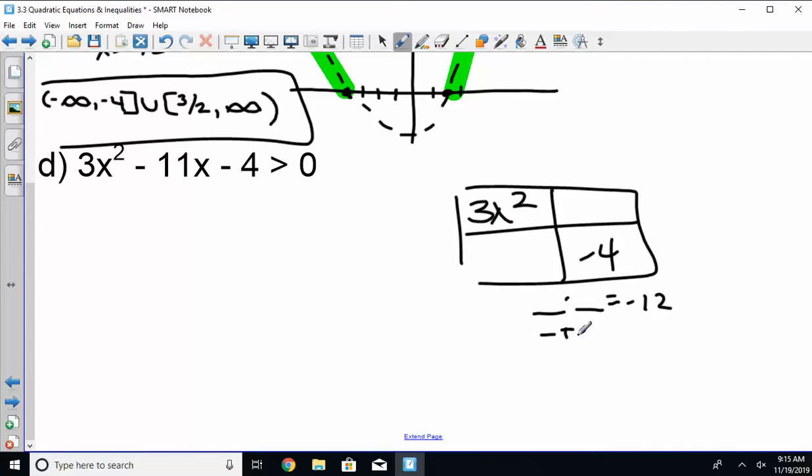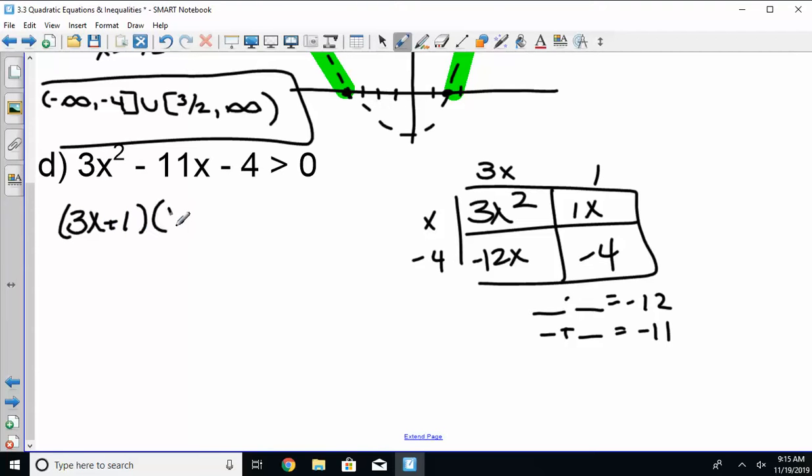Multiply to negative 12, add to negative 11, would be negative 12x and positive 1x. Factor: 3x plus 1, x minus 4. Set each piece equal to 0, and you get x to be negative 1/3 and positive 4.